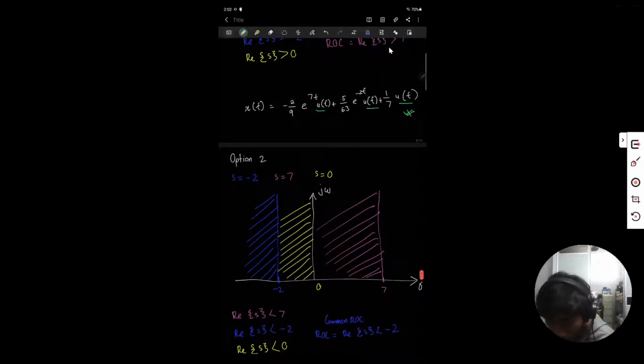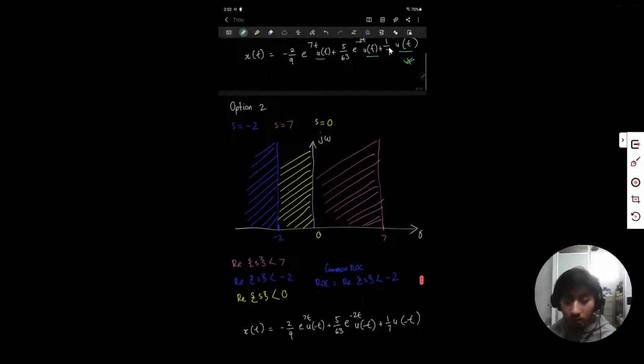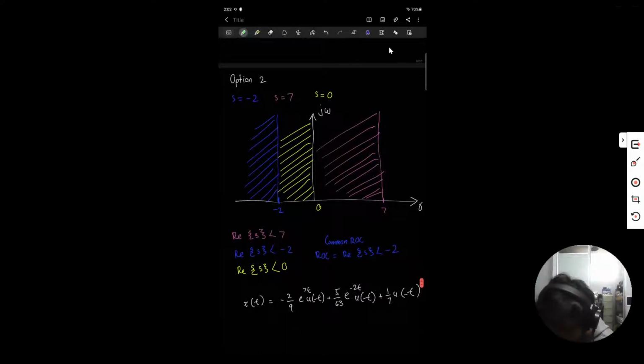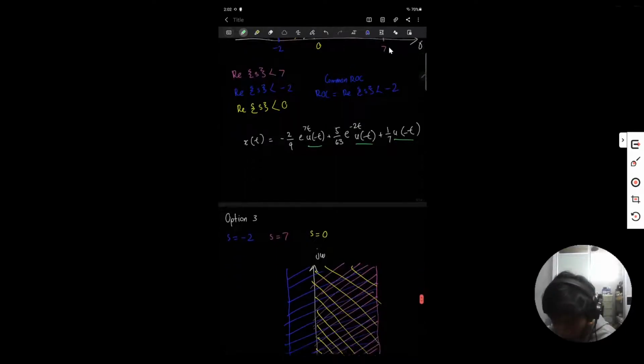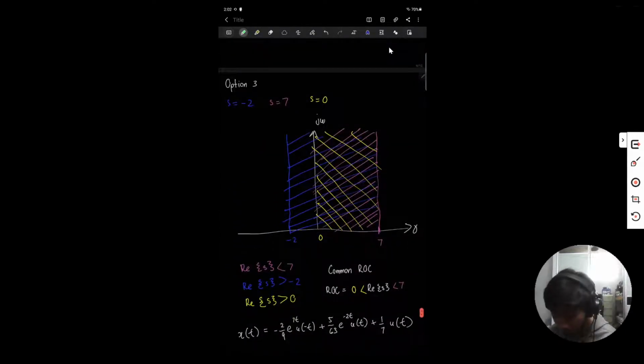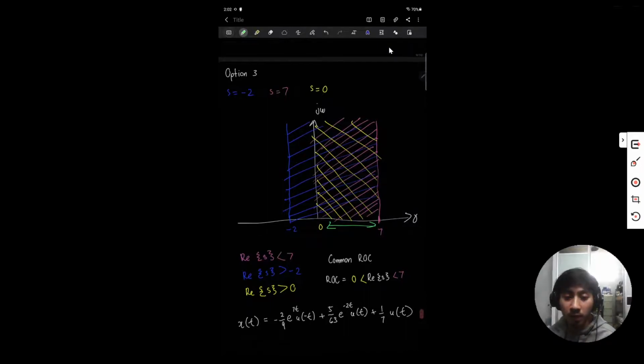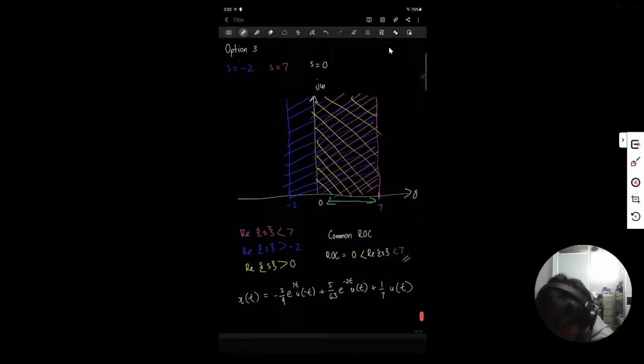Then for option 2, all of them are going to the left side. As you can see, we take the furthest to the left, which is -2. Same as just now, see, left side. For option 3, to get the vertical strip, all of the poles must collide somewhere. This is the point where the poles are colliding between 0 and 7, since as you can see, there's blue, yellow and pink color. This will be the common ROC for option 3, which is the vertical strip.